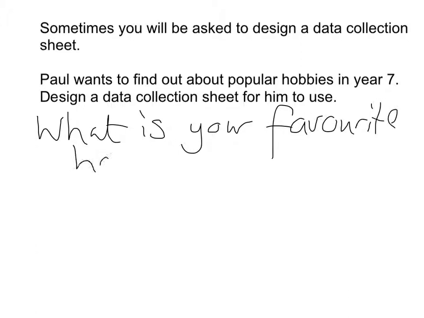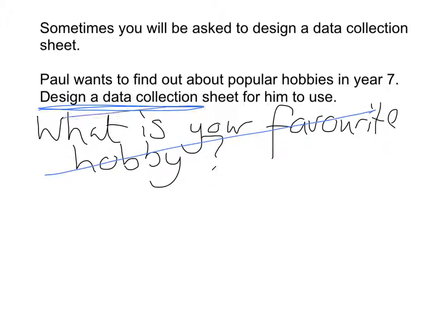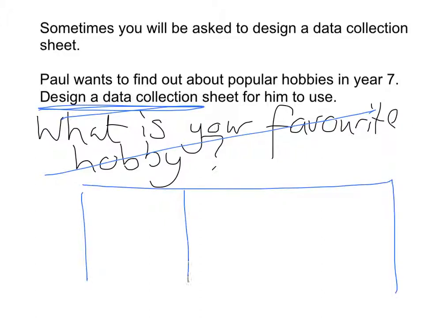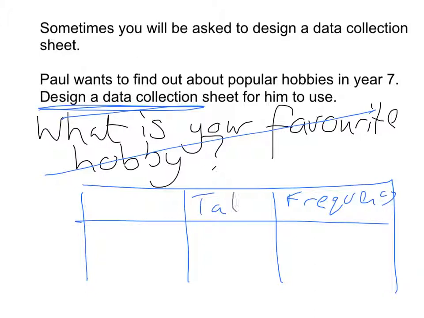And then they'll list some choices and they'll be really proud of themselves because they'll include other. That isn't what this is about. This question is asking you to design a data collection sheet. So it's basically asking you to create a tally chart. You must have 3 columns. You must have your frequency, you must have your tally, and you must have, in this example, hobbies, or whatever it is it's asking you to find out about.